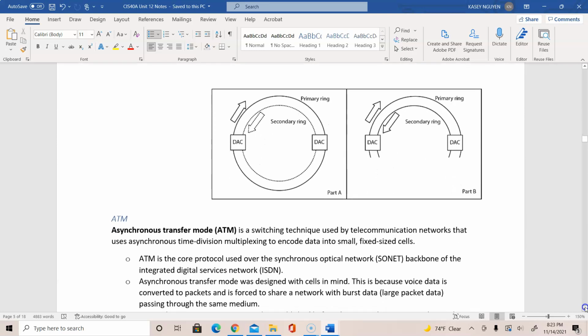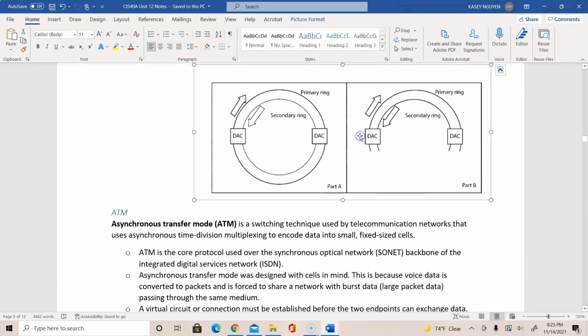And so a picture for this would be shown on page 6 of your notes. And to go further into the ATM network, ATM was a way that we would switch using the telecommunication network or the phone line. It uses asynchronous time division multiplexing for encoding the data in small fixed size cells. And each of the cells would be used in place of what we know as packets.